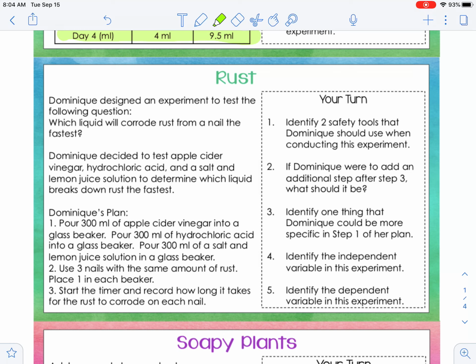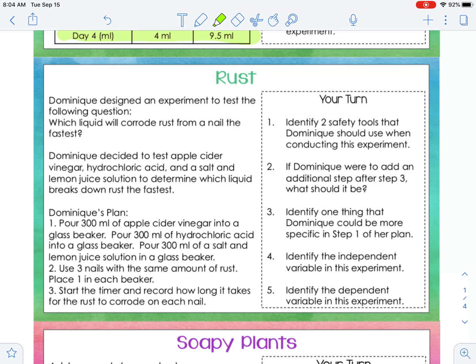So Dominique's plan: pour 300 milliliters of apple cider vinegar into a glass beaker. Pour 300 milliliters of hydrochloric acid into a glass beaker. Pour 300 milliliters of a salt and lemon juice solution in a glass beaker. Use 3 nails with the same amount of rust. Place 1 in each beaker. Start the timer and record how long it takes for the rust to corrode on each nail.